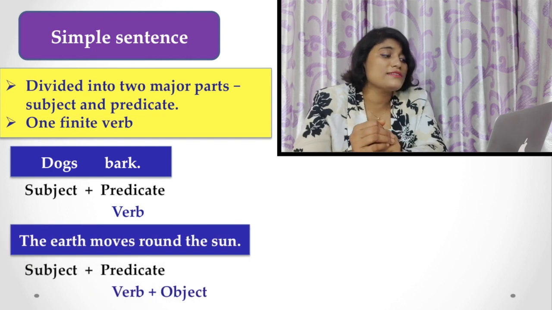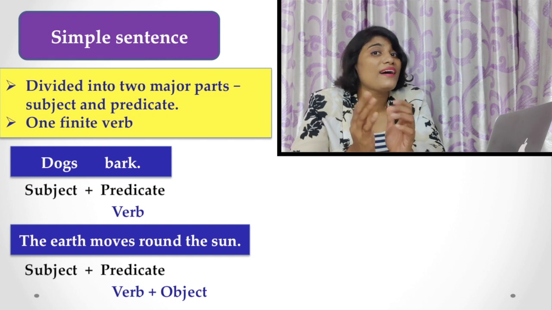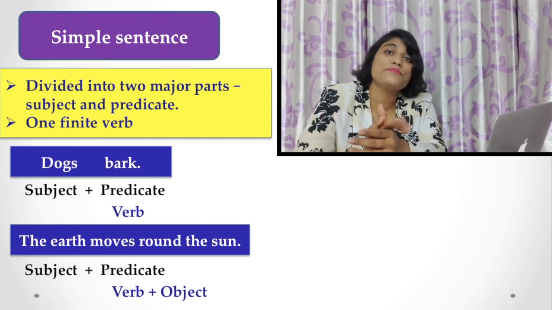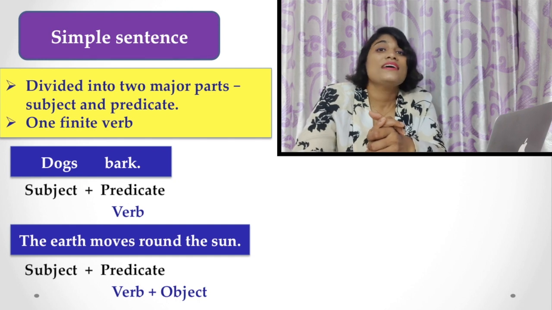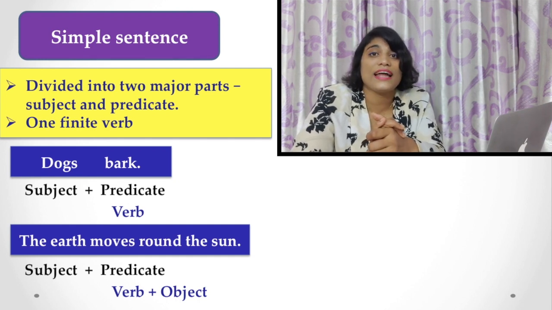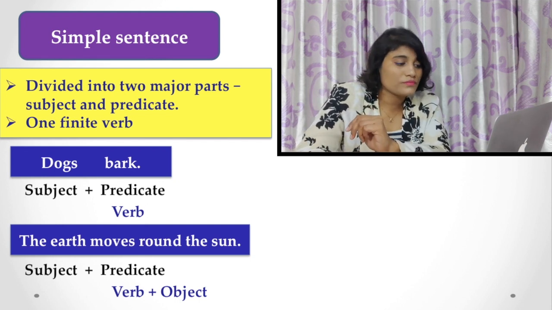Similarly, if we consider the earth moves around the sun, here also you find the earth is a subject and moves around the sun is a predicate part, and here the predicate part consists of a verb, that is moves, and round the sun is an object part also.